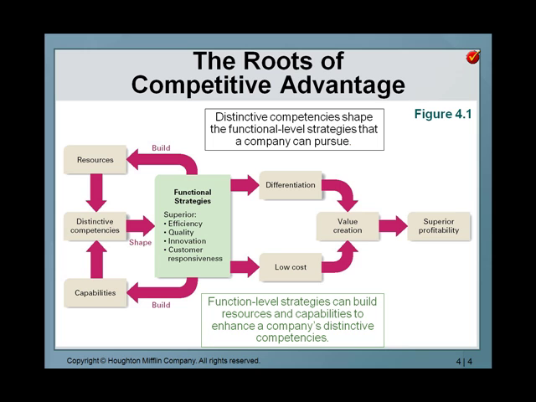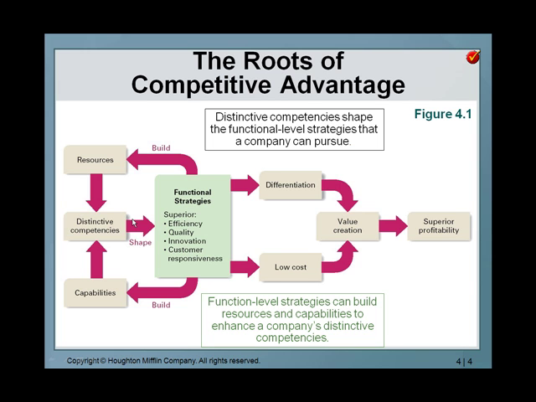So it all goes back. Our functional strategy is dictated by our distinctive competencies. Whether we promote efficiency, quality, innovation, or customer responsiveness is dictated by our distinctive competencies. But our functional strategies also are used to build and to create those resources and capabilities that go into distinctive competencies. So you can see this is a little bit of a circular flow here.